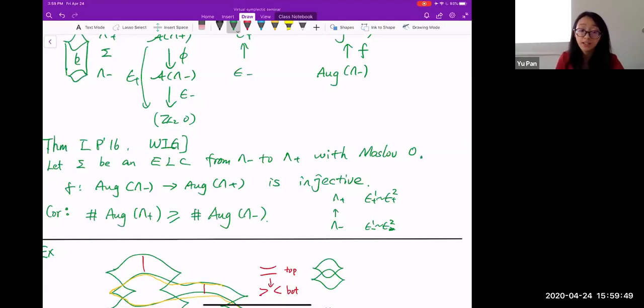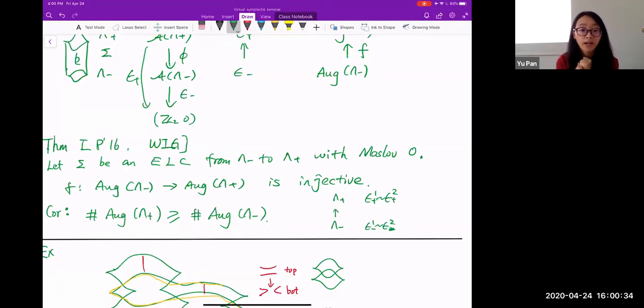That is a very good question. My previous version of this, for cobordism between single component knots, for that one, we do have a well-defined functor between the augmentation categories. The result I have is that this functor is injective on the object level and is a faithful map on the morphism level.